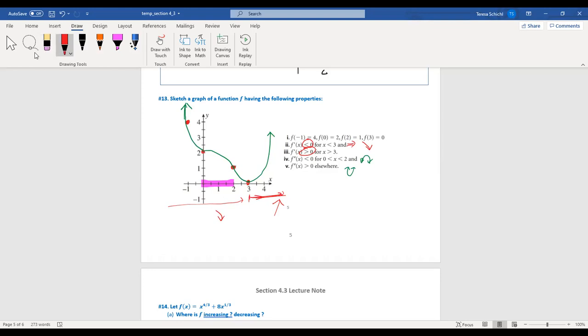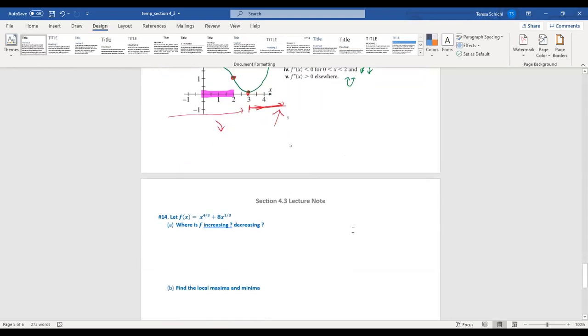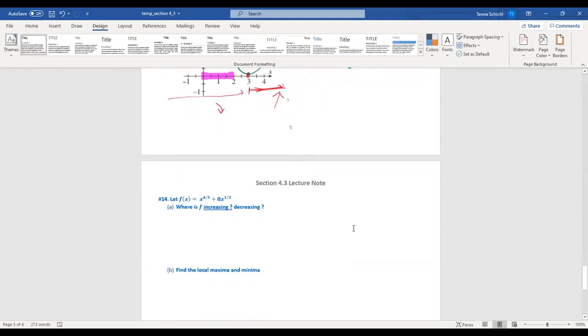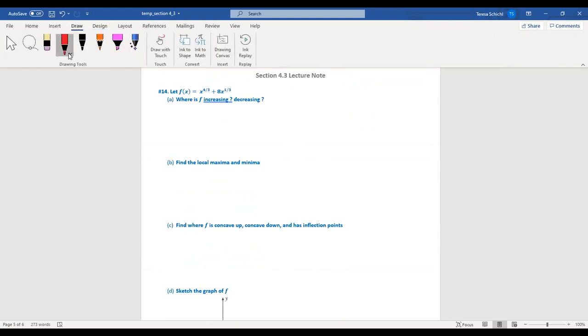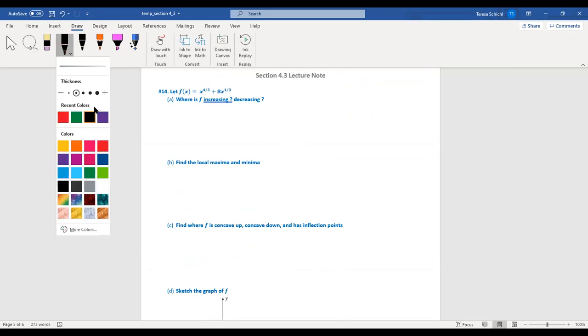Okay, so now let's take a look at our last problem. This one is a really pretty good problem. It combines everything together. Okay, so let's see here, right? The first thing, let's say, is where it is increasing and decreasing. So we know for the increasing and the decreasing, we have the first derivative, right? All right, so let's take a look.